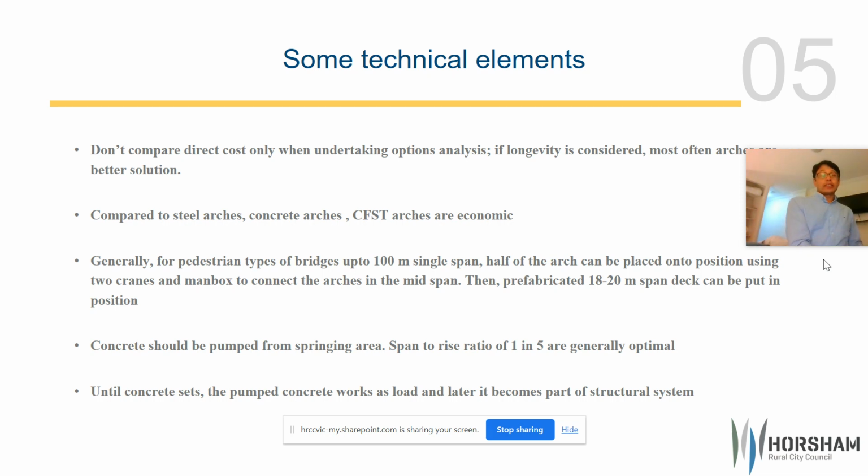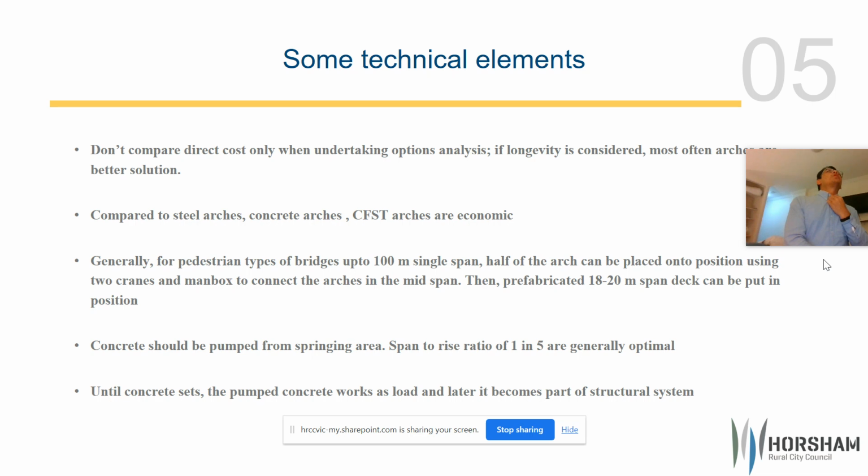It's always important that concrete has to be pumped from the springing, that is from the support area, to the crown, and there should be an air release hole put into place. If the structure is, let's say, a 100-meter single span, generally it is quite easy to put the half arches on site, like a 50-50, and you make it into two or four modular pieces and bring them to the site, connect them using two cranes, and put them in position. You can do that very conveniently, and then pump the concrete later on.